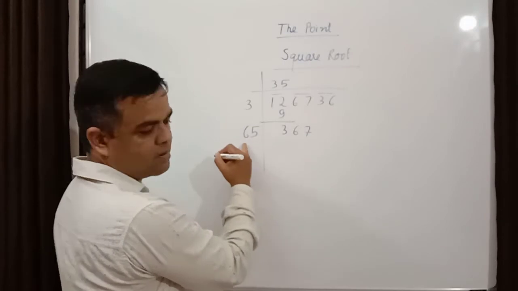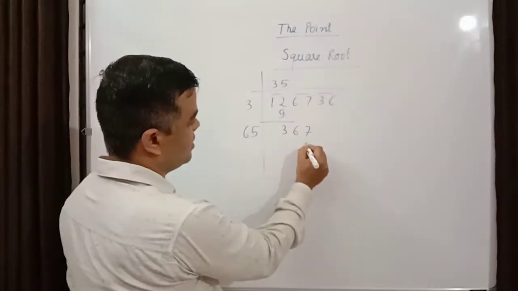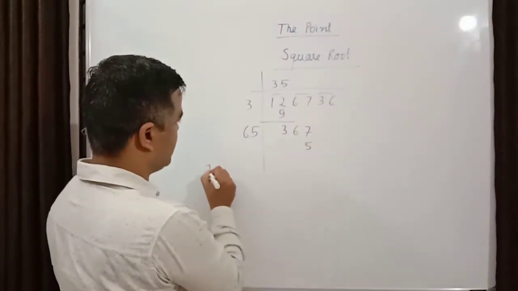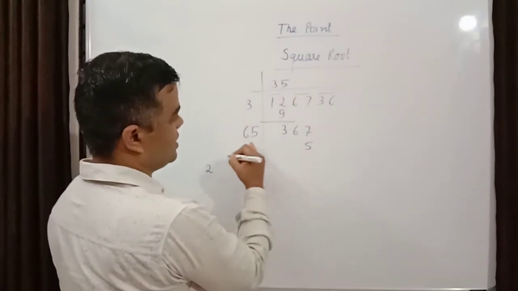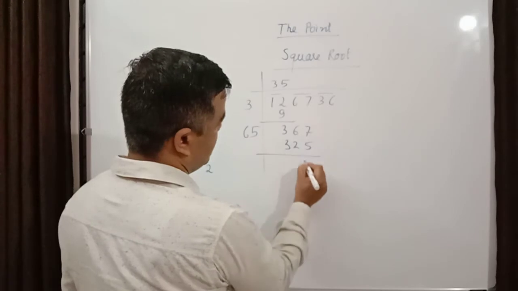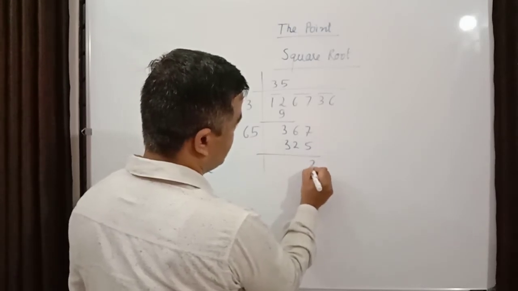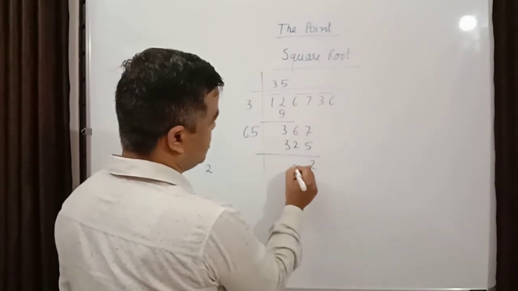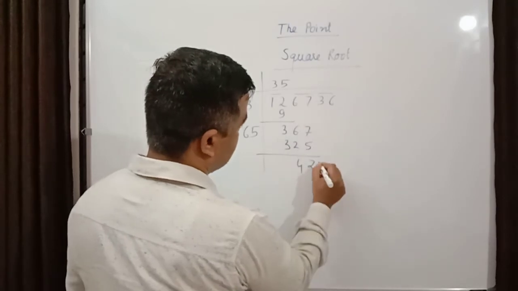Then multiply this number with 5. 5 5 ja 25. Carry 2, I am writing here. 5 6 are 30 plus 2 is 32. Again subtract: 7 minus 5 is 2, 6 minus 2 is 4. Now take this complete pair.